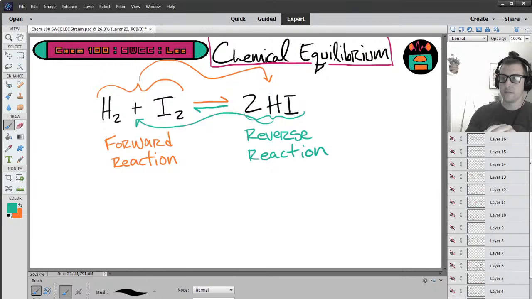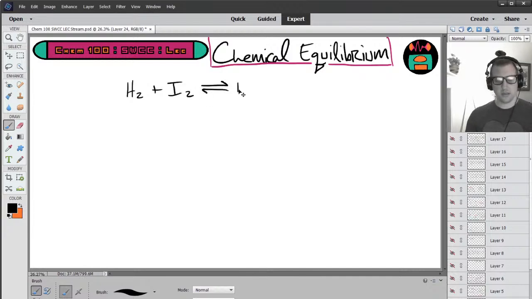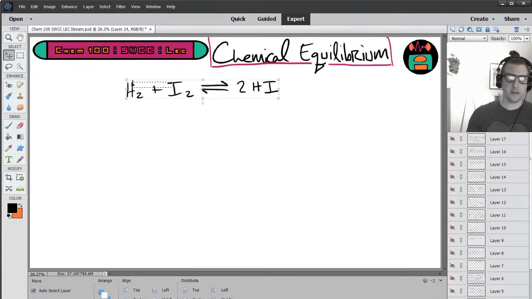Now, I want you to take a moment and consider this reversible reaction: H2 plus I2 reversibly producing HI. And I'm going to make a graph here. Let's construct a graph.